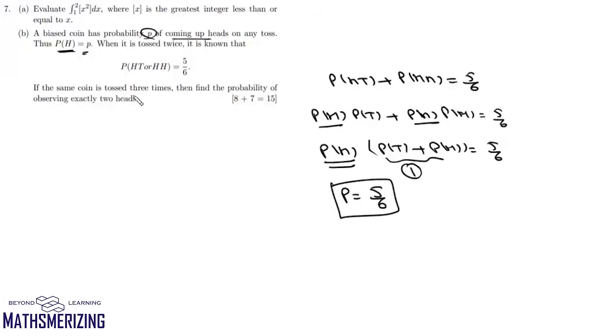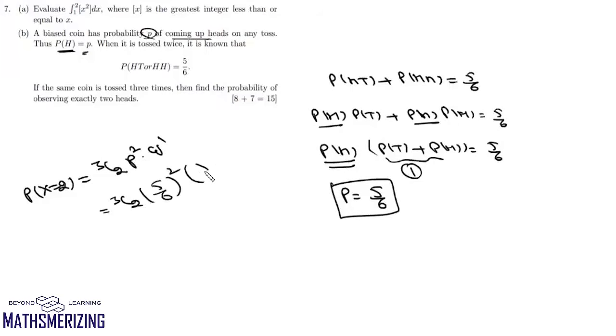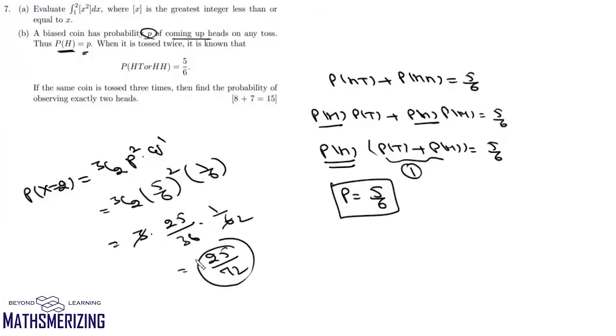Now it says if the same coin is tossed 3 times, then find the probability of observing exactly 2 heads. So the probability of getting exactly 2 heads is 3C2, P to the power 2 and Q to the power 1. Now what is P? P is 5 by 6. So it will be 5 by 6 square into 1 by 6. Now 3C2 is 3. So it will be 25 upon 36, and this is 1 by 6. So this probability will be 25 upon 72.